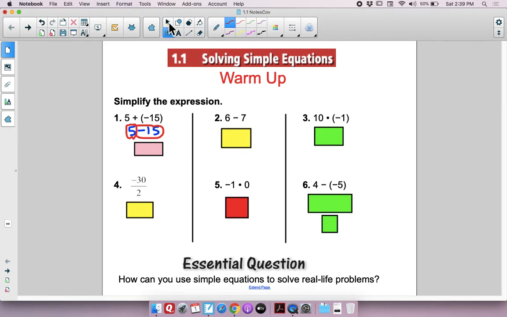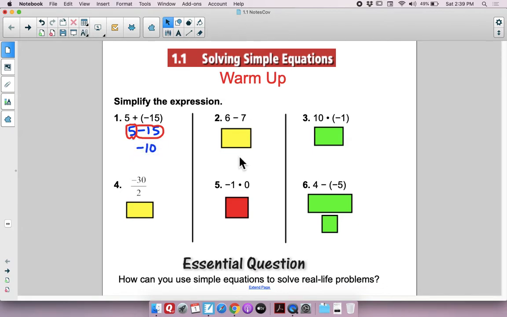And as you know, when you add 2 numbers, you take the sign of the one that has the bigger absolute value. Bigger absolute value is the negative 15 in this case. So we're going to take a negative sign and then subtract the smaller absolute value, 5, from the bigger one, 15, and you get negative 10.